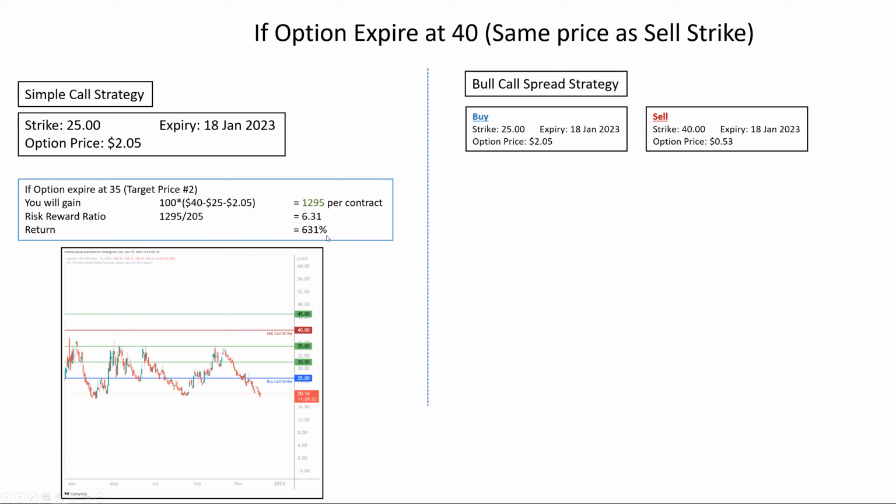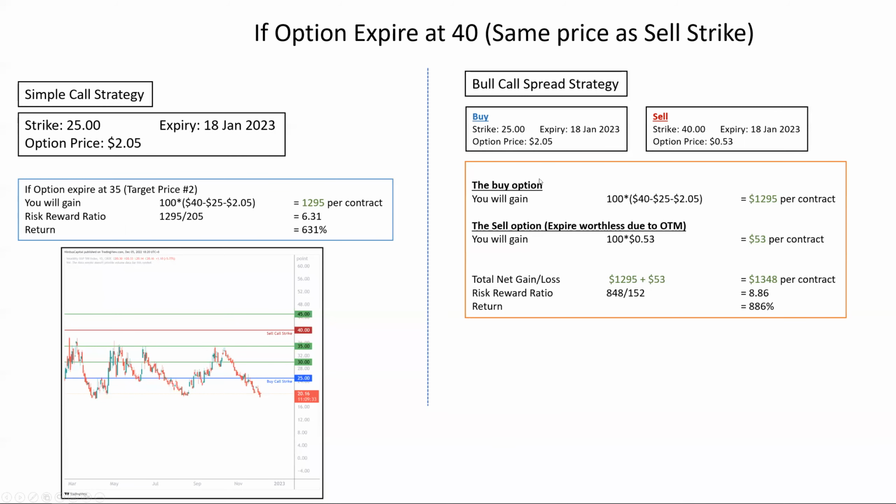You will get a return of 331%, which is like crazy high. But let's look at the bull call spread strategy. How much will you get? So on the buy option side, you will still get the same amount, $1,295 per contract. But because the option expires exactly at the strike price, which is 40, your sell side will still expire worthless, meaning you will still get your premium for free at $53 per contract.